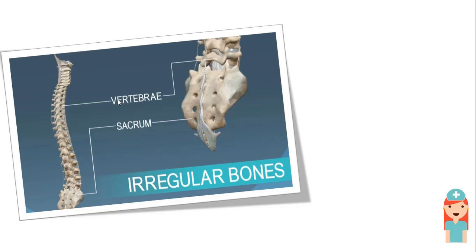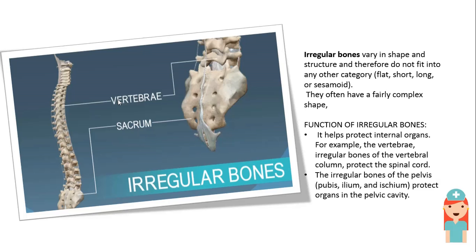The irregular bones present in a human body are the vertebrae and the sacrum. Irregular bones vary in shape and structure and therefore do not fit into any other category like flat, short, long, or sesamoid. They often have a very complex shape. The function of the irregular bones is to help protect internal organs. For example, the vertebrae, irregular bones of the vertebral column, protect the spinal cord. The irregular bones of the pelvis protect the organs in the pelvic cavity. So there are two irregular bones, vertebrae and sacrum.